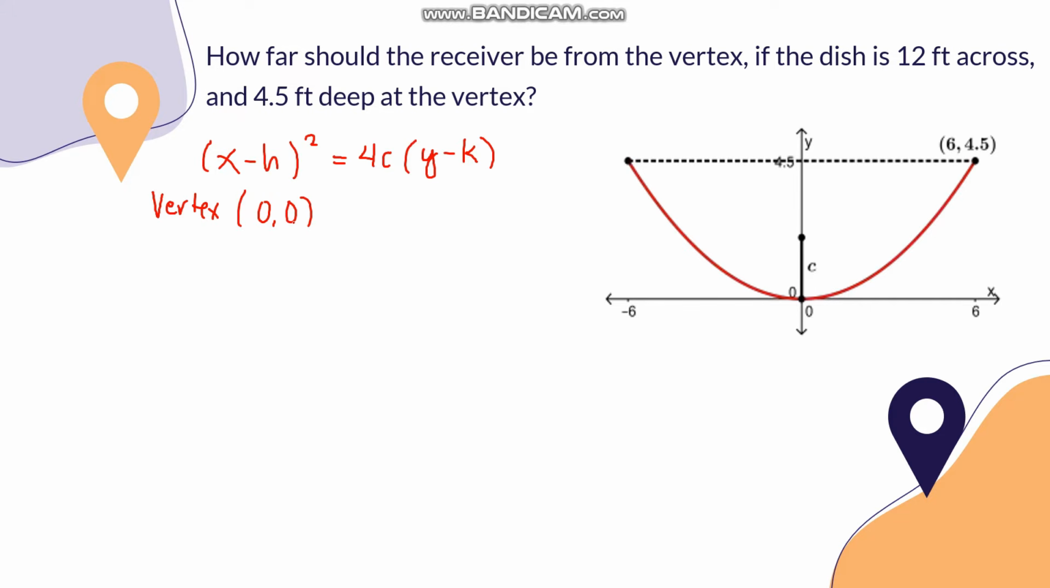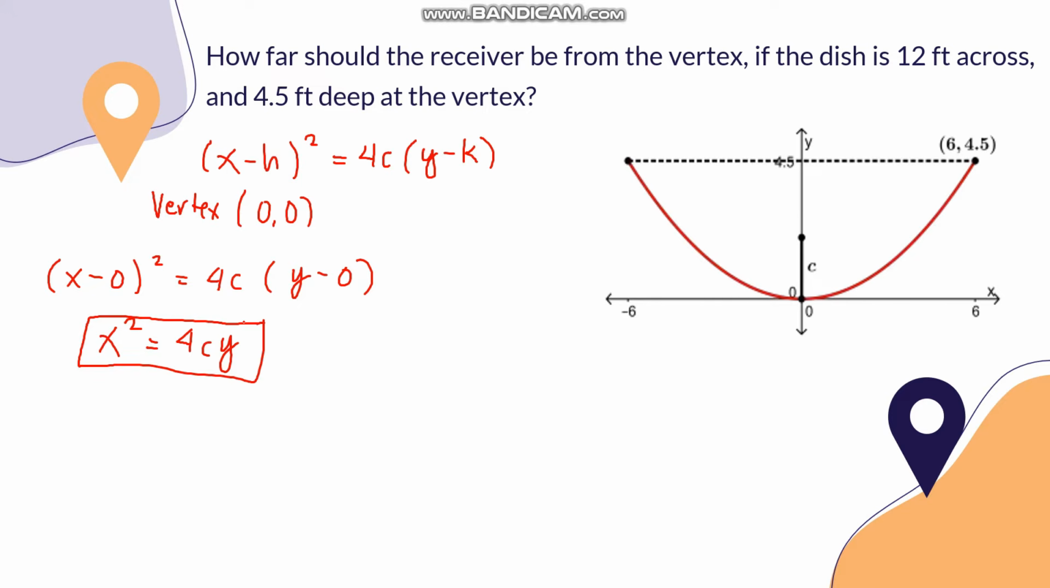So let's use these values to substitute into our equation to identify the standard form of the equation that represents the parabola. So we have (x − 0)² = 4c(y − 0), or x² = 4cy. So this is now the standard form. Next thing that we have to know is what will be the value of c.